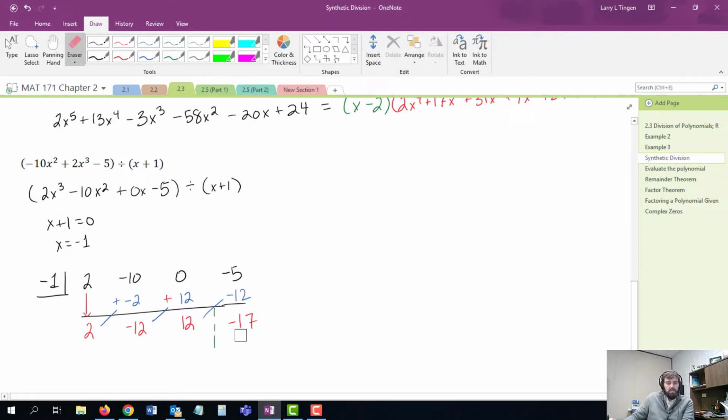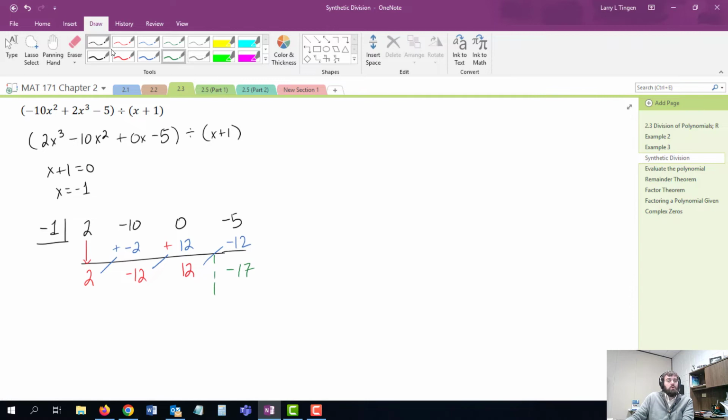And then let me change that color. We would typically, right, we're splitting that up, that's my quotient, those are the coefficients of my quotient, and then that last one is my remainder. So what is the quotient? Well, this was an x cubed problem. So drop that by 1 degree, and I'm looking at x squared. So that 2 is the coefficient of the x squared term. That negative 12 is the coefficient of the x. And that 12 is a 12. And then the remainder is negative 17.